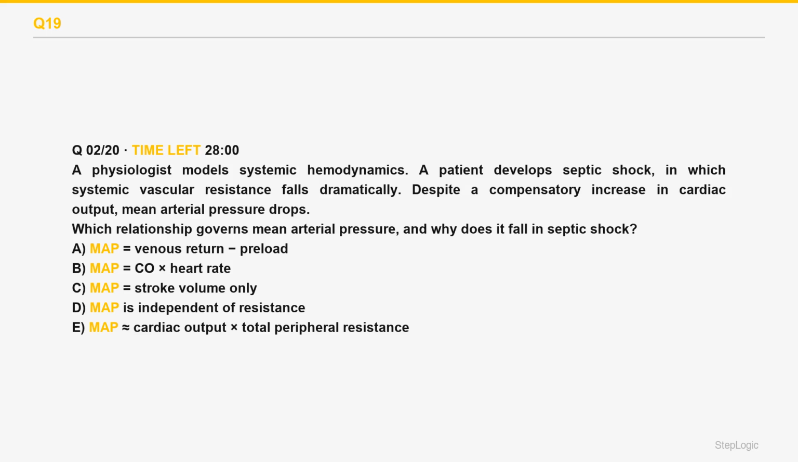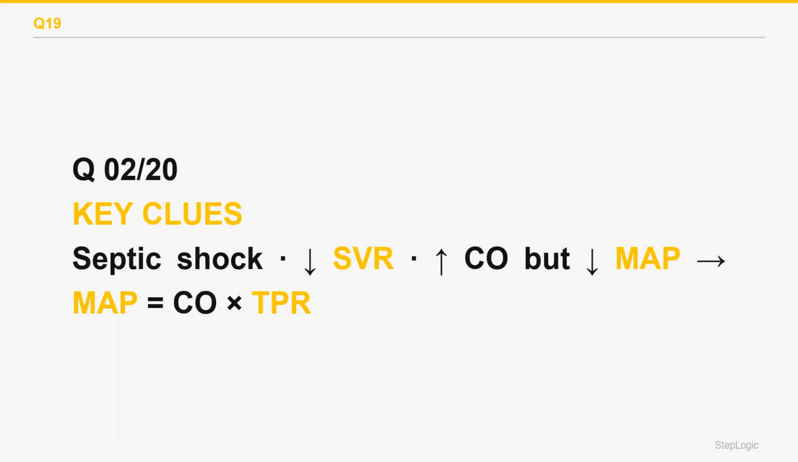Which relationship governs mean arterial pressure, and why does it fall in septic shock? A physiologist models systemic hemodynamics. A patient develops septic shock in which systemic vascular resistance falls dramatically. Despite a compensatory increase in cardiac output, mean arterial pressure drops. Read the command: which relationship governs MAP and why it falls. MAP, CO, TPR; falling resistance lowers MAP in septic shock.